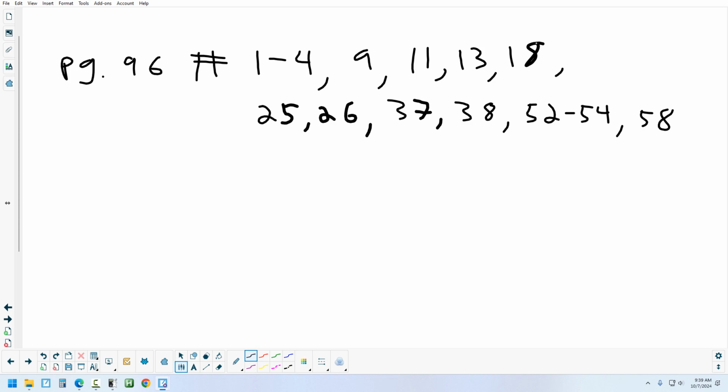37 and 38, those are quadratic formula. 58 is a mixture problem. And 52 to 54 is a rectangle problem, so it has to do with like the perimeter of a rectangle. Okay. So again, you got about 20 minutes, so you can use the time to get started on that.